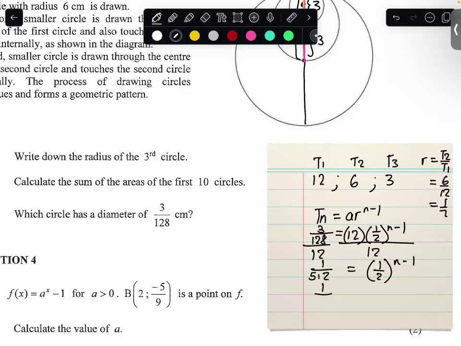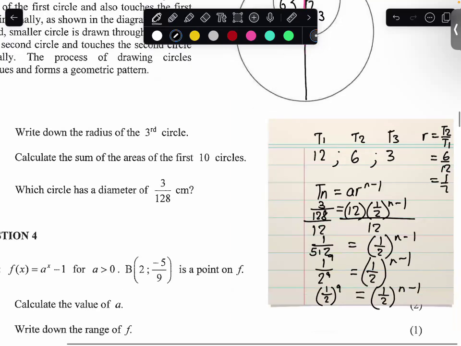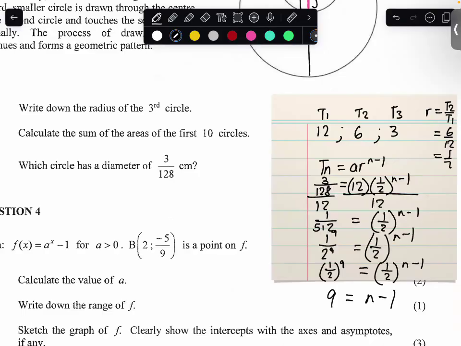512 equals 2 to the 9, so 1 over 2 to the 9 is equal to 1 over 2 all to the n minus 1, which I can write as 1 over 2 all to the 9. Because remember, 1 to the 9 is still 1, right? That's equal to 1 over 2 all to the n minus 1. Your bases are now the same. They fall away. 9 is equal to n minus 1. Take that minus 1 over. n is equal to 10. That means that the 10th circle has a diameter of 3 over 128. All right.